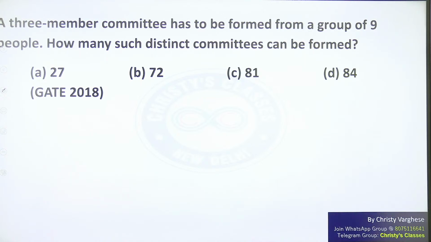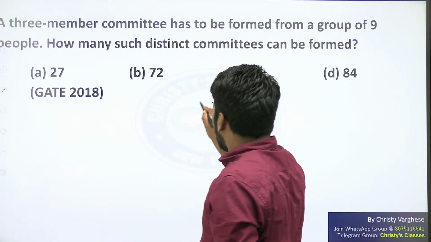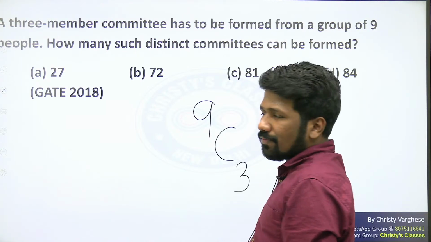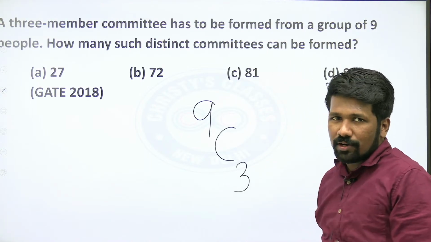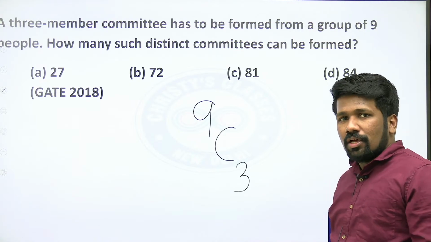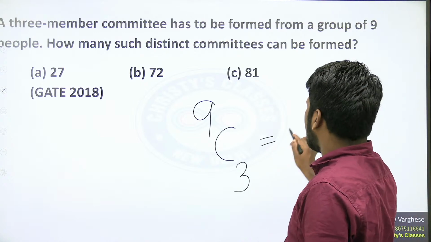Very good. Many of you already got it right. A 3-member committee has to be formed from a group of 9 people. If the combination concept is clear, from 9 things you need to select 3 things without worrying about their order. Only selection is needed. Only selection means combination. Selection and arrangement means permutation. So 9C3 is the answer.